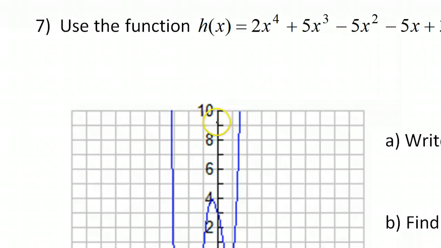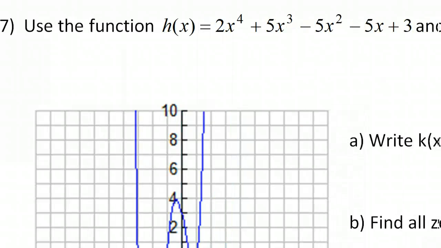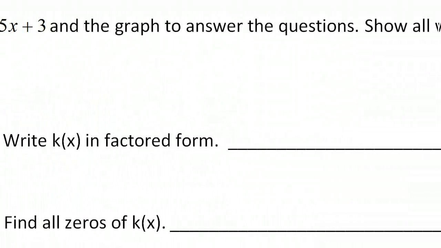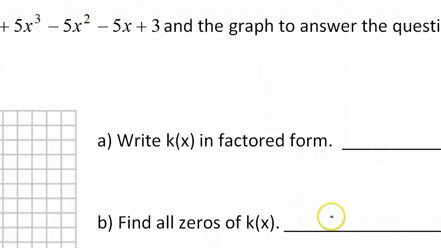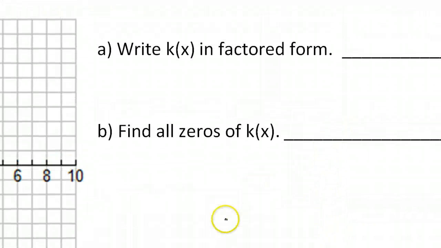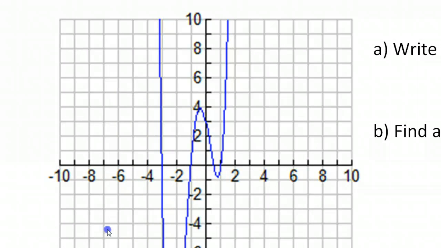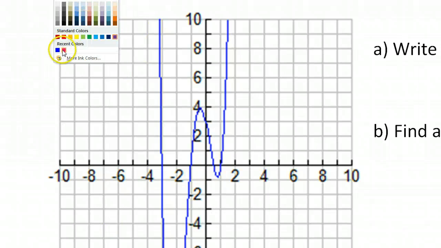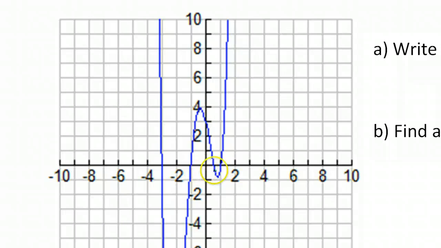Alright, number 7. So we're supposed to use this function and the graph to answer the questions below. Okay, so this is just like the last problem. Alright, well, this time it looks like I can see where all 4 of the zeros are, but one of them is some sort of a fraction. So I can't be sure. I mean, maybe it's 1/2, but I'm not going to gamble on that.